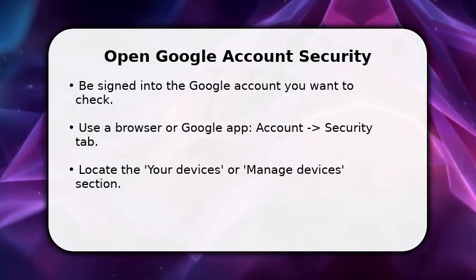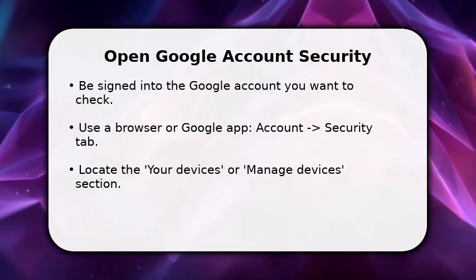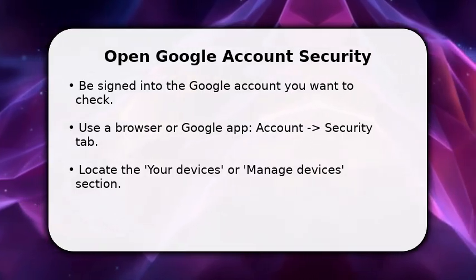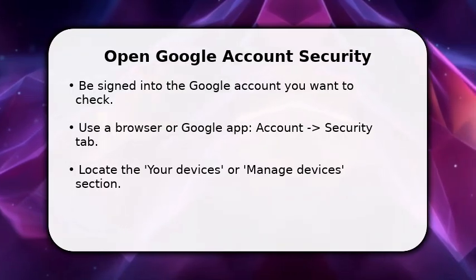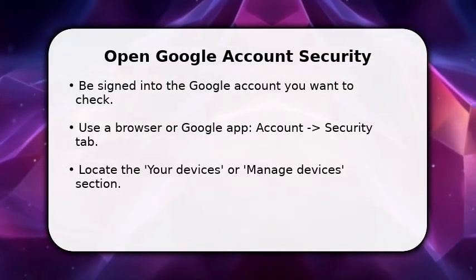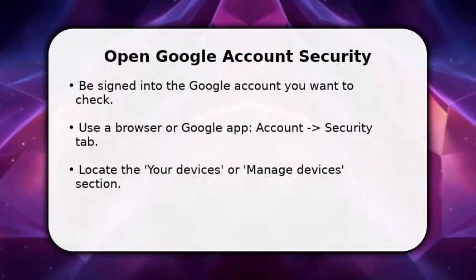If you prefer mobile, open the Google app, tap your profile photo, and choose Manage your Google account, then Security. This gets you to the list of devices currently signed into your account, so you can act immediately.